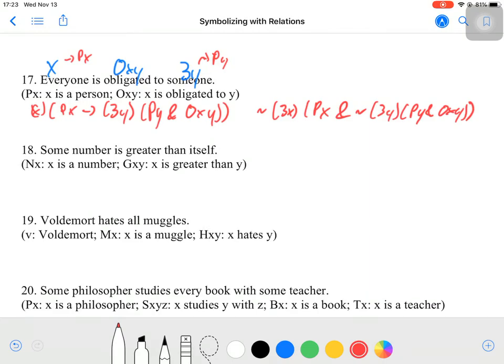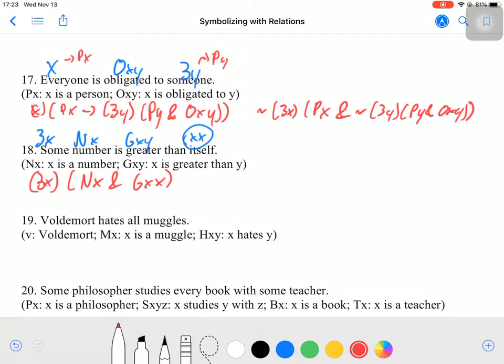Some number is greater than itself. Some number, there exists some x such that x is a number. Greater is gxy, and then itself, we know we're going to have the reduplication of the same letter. So there exists some x such that x is a number and x is greater than itself.